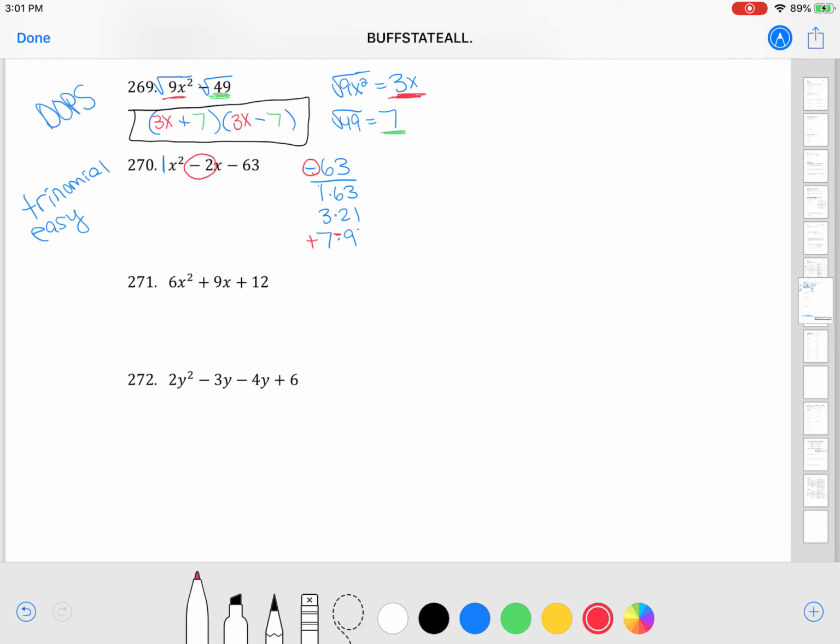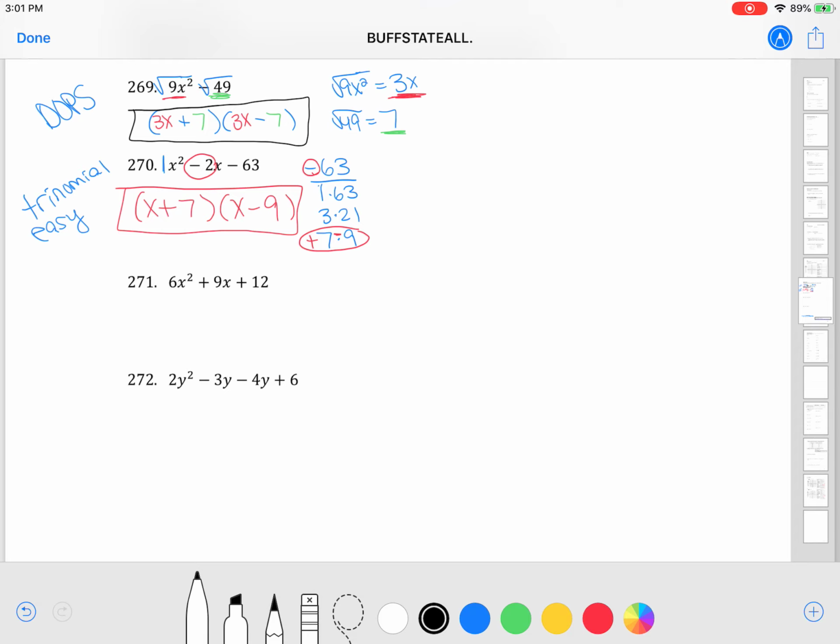It's going to be a positive 7 and a negative 9. Because, again, do that quick double check. Your whole answer depends on it. Positive 7 times negative 9 is a negative 63, and positive 7 plus a negative 9 is negative 2. So I go ahead and write my answer using that shortcut as simply x plus 7 and x minus 9. Done.